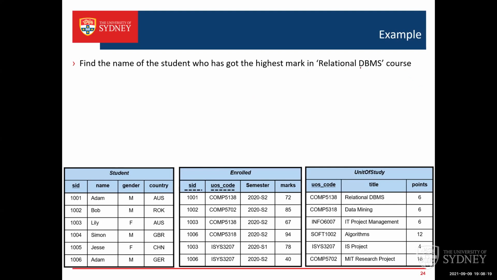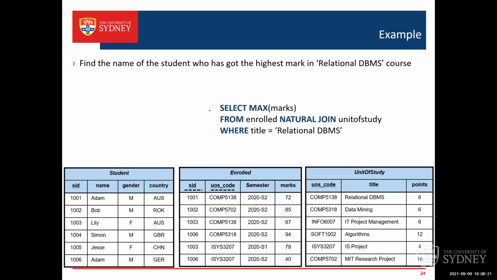So figuring out the highest mark of relational DBMS, have a look, does this make sense? So select max of marks from enrolled and unit of study where title equal to this one. Does that part make sense? So from relational DBMS, I got Comp5138. So come in here from Comp5138, figure out the maximum marks, which will be 72. So this one should return 72.